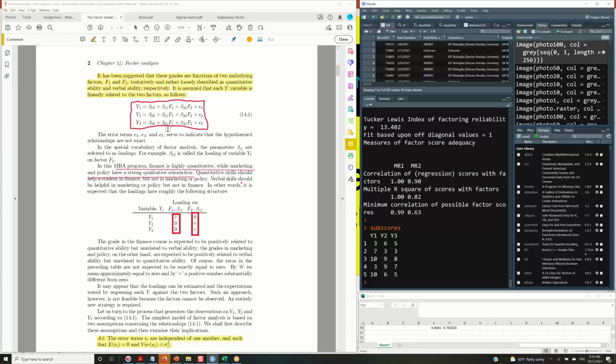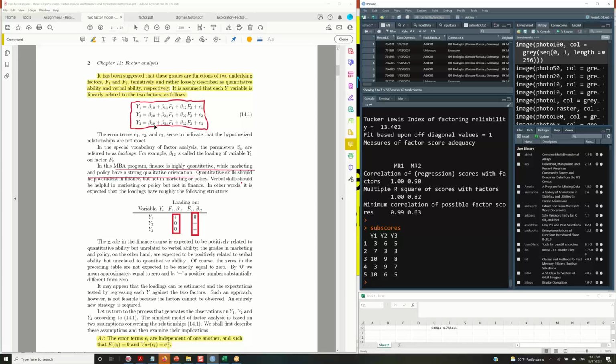How to fix the uniqueness of the solution. So this is the structure: these are the scores of the students, and each score has common factors, F1 and F2, with weighted values beta 1,1, beta 1,2, beta 2,1, beta 2,2, beta 3,1, beta 3,2. In a neural network this is called bias. We call this the intercept.